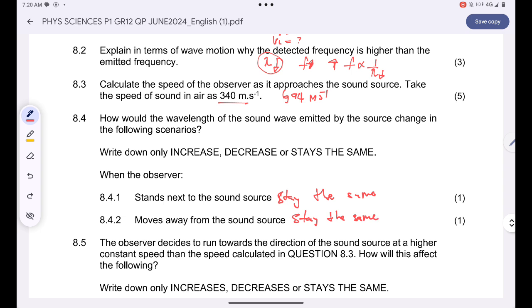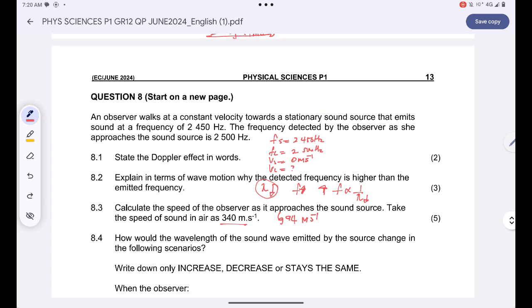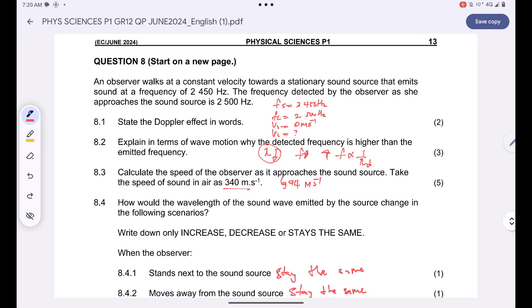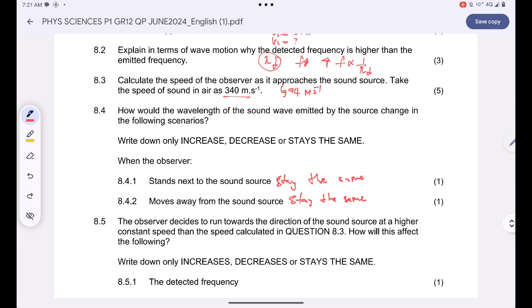Are you together? The only thing that would change the sound waves is if the siren starts emitting sound at a different pitch. Are you together? So since they are not changing the pitch of the sound source, whether the listener is moving towards, moving away, or standing next to the sound source, the sound will still emit the same frequency.